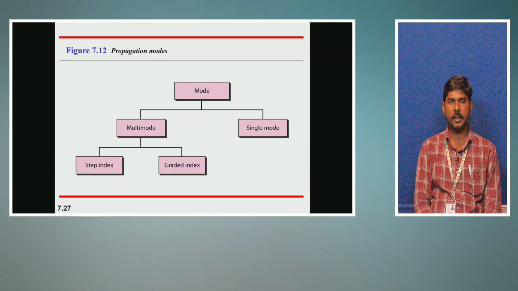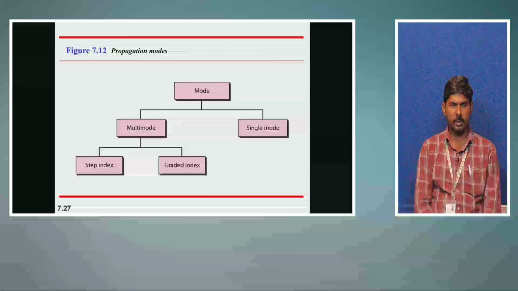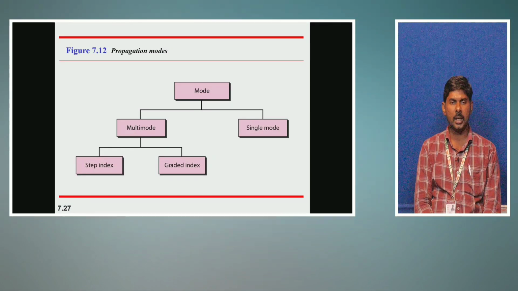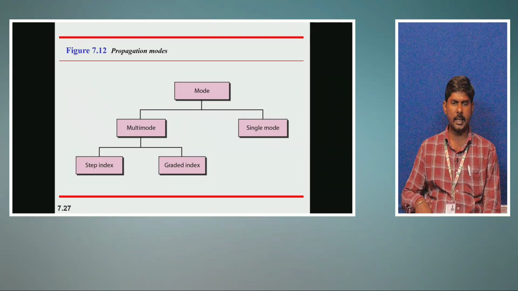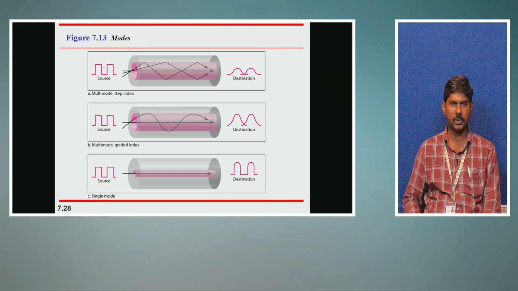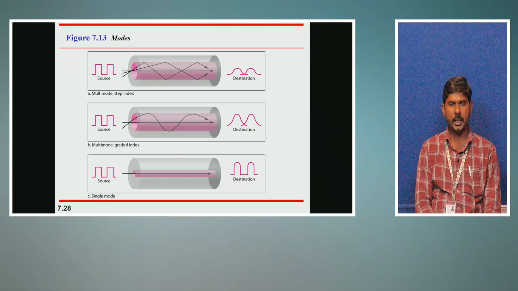So the light, like in the case of optical fiber cable, will be transmitted in either of two modes, single mode or multi-mode. Again in multi-mode, there are step index and graded index, that is how the refractive index varies. If the refractive index varies like a step, that is step index; if it varies gradually, that is called graded index. See that there are three categories: multi-mode step index, multi-mode graded index.